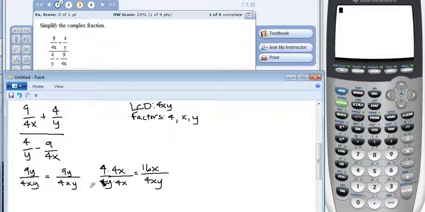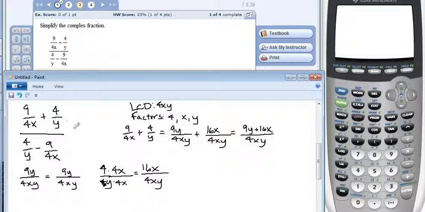Where am I? I have no idea. All right, I've turned this one into this, and I've turned this one into that. So now I can add them. So we have 9 over 4x plus 4 over y is the same as 9y over 4xy plus 16x over 4xy. Okay, now I have common denominators. Can carry that across, and it's telling me to take 9y plus 16x. Do you see how I've turned 2 separate fractions into one solid fraction? That's my goal. I have to do it again.